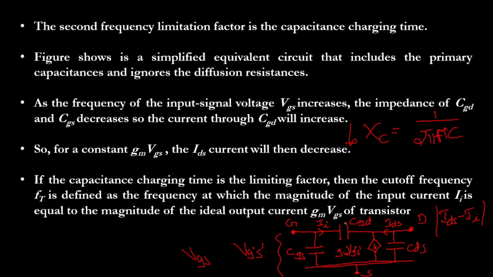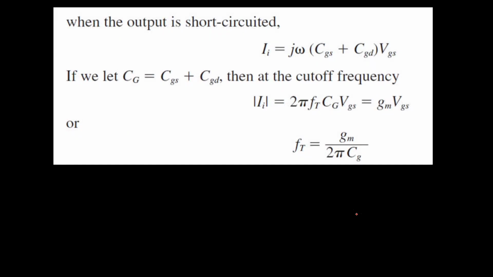What are the internal capacitances? That is the junction capacitance available between gate and drain, and gate and source. So these are the two frequency limiting factors. And then, how do we write the expression for that frequency? Let us see that.